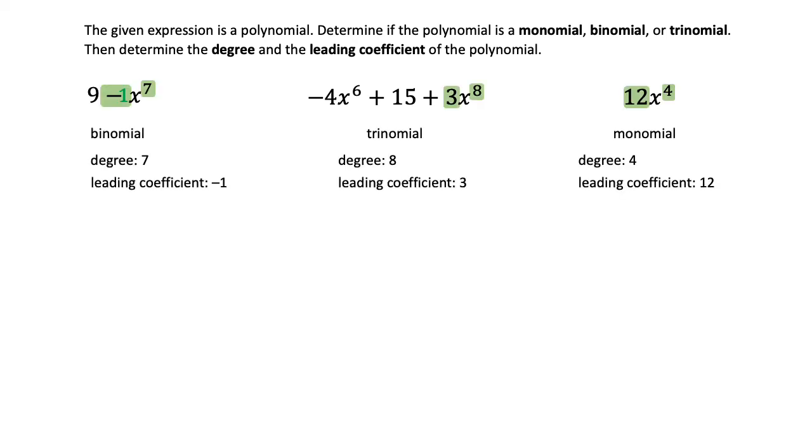Okay. Just be careful in that first one, you do have a degree of 7, and it is understood for a 1 to be in front of the variable, and you also have a negative there. So your degree is 7 and your leading coefficient is negative 1.